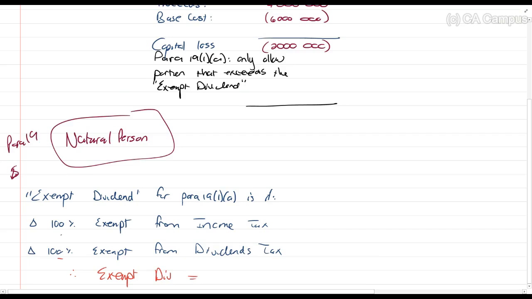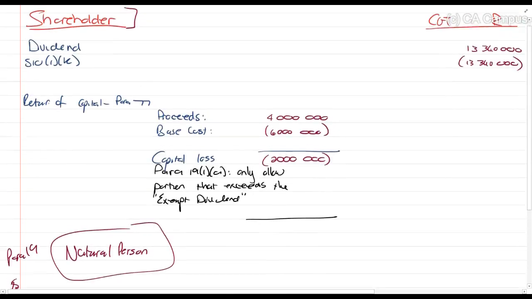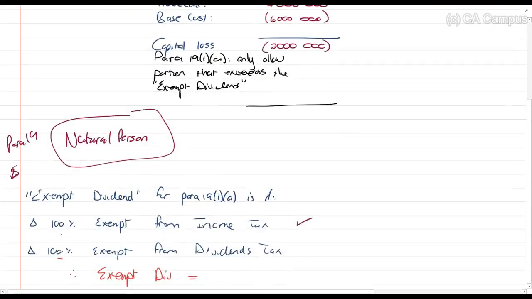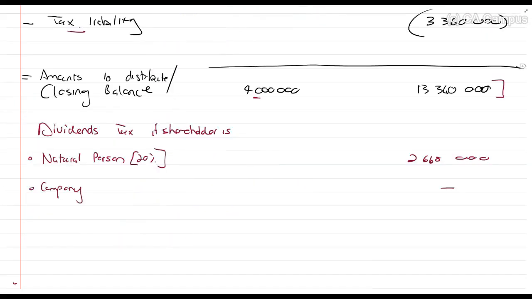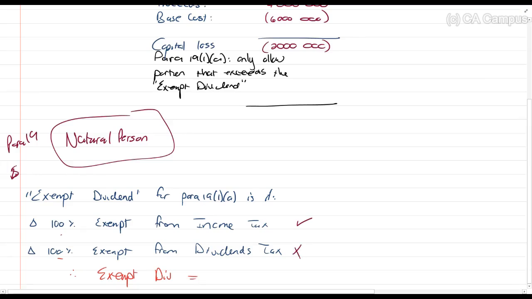Was it 100% exempt from income tax? Yes. There we see it. Was it 100% exempt from dividends tax? If it's a natural person, no, because they have to pay dividends tax. So then my exempt dividend is null. If my exempt dividend is null, then I can claim the full 2 million rands capital loss can go into my CGT column. There we go.